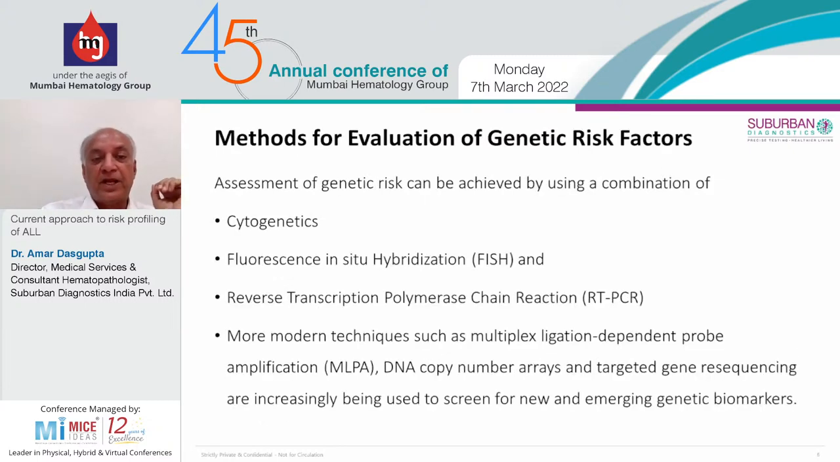What are the methods that we follow for evaluation of genetic risk profiling? The common ones are cytogenetics, complemented by fluorescence in situ hybridization, and of course, reverse transcriptase polymerase chain reaction or RT-PCR. There are now more complex and advanced technologies which are looking at the molecular lesions in a more specific and more detailed manner. Some examples are multiplex ligation dependent probe amplification or MLPA, DNA copy number arrays, and targeted gene resequencing. These are being increasingly used nowadays to screen the new and emerging genetic markers.